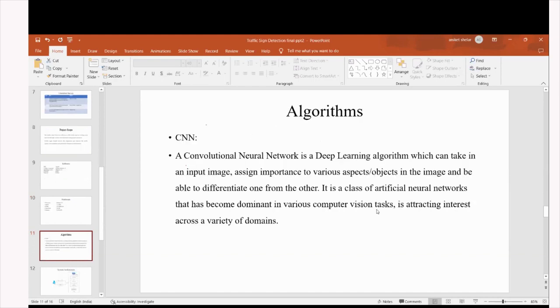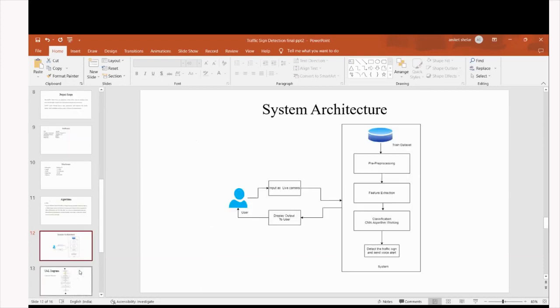The algorithm which we use in our project is the CNN algorithm. The convolutional neural network is a deep learning algorithm which can take in the input image, assign importance to various aspects of the image, differentiate one from the other, and classify it using an artificial neural network. The next slide will be explained by my friend Kiran Sheke.